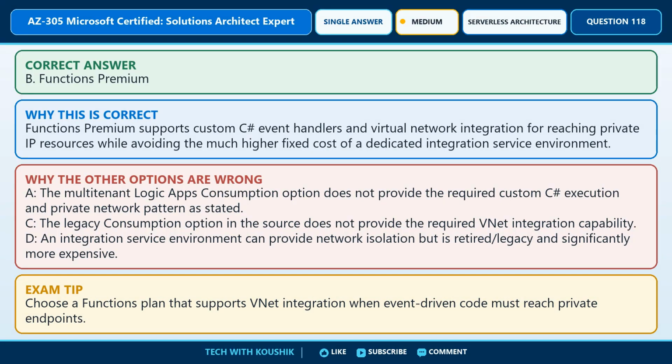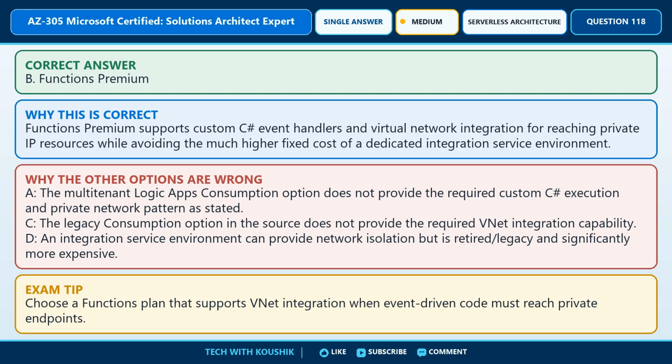The appropriate choice is option B, Functions Premium. The reasoning is as follows. Functions Premium supports custom C# event handlers and virtual network integration for reaching private IP resources while avoiding the much higher fixed cost of a dedicated integration service environment.